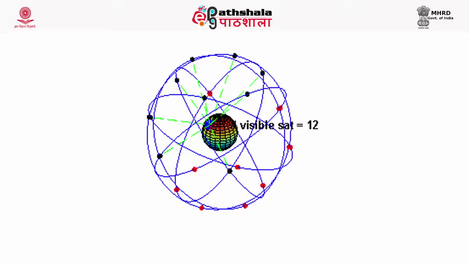This figure shows the visible satellites at a given blue dot, that is a receiver, at any point of time, which keeps on changing.